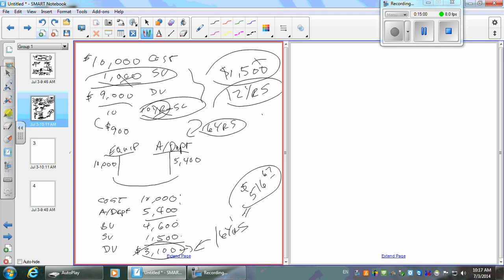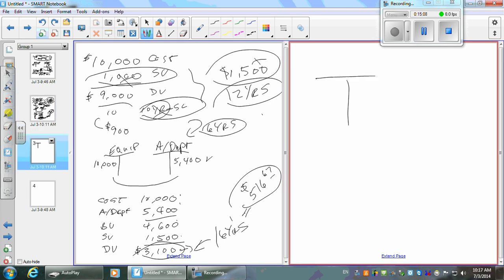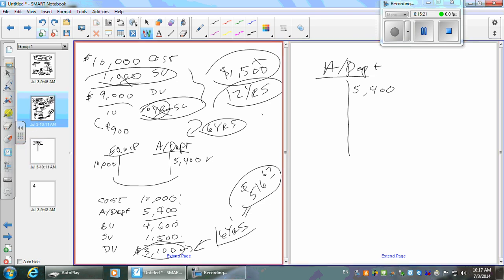Okay, what will be the balance in accumulated depreciation after 12 years? What do you think, guys? So here we had accumulated depreciation with how much in it? 5,400, because we did 900 times 6, right guys? We had that in there. Then what are you going to do in the next 6 years?